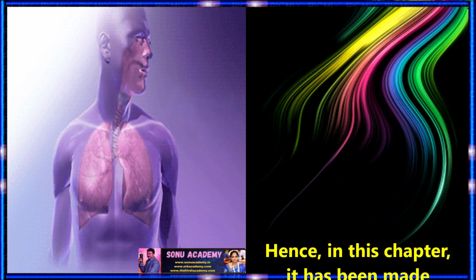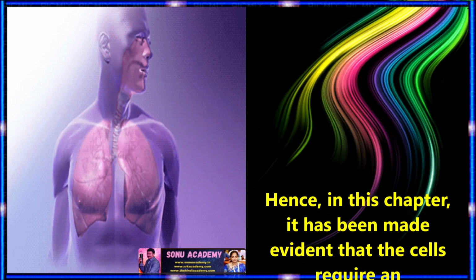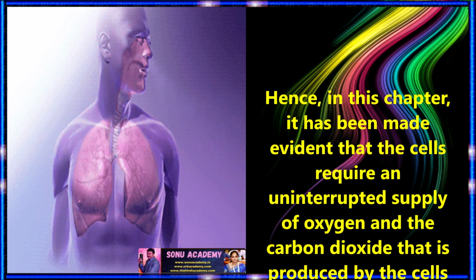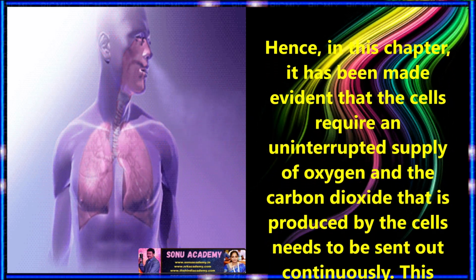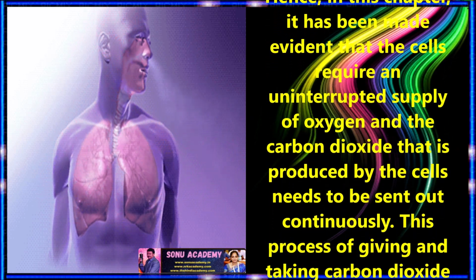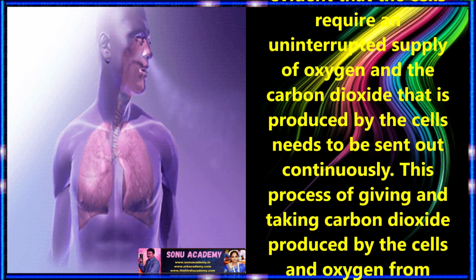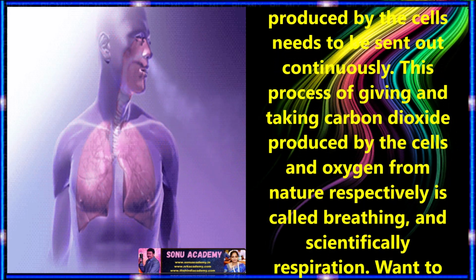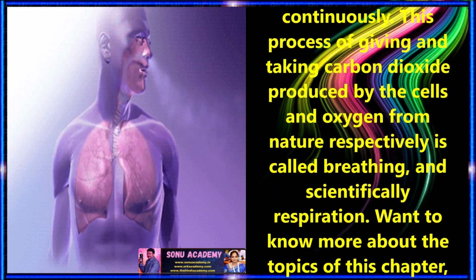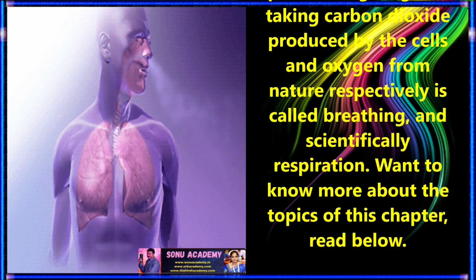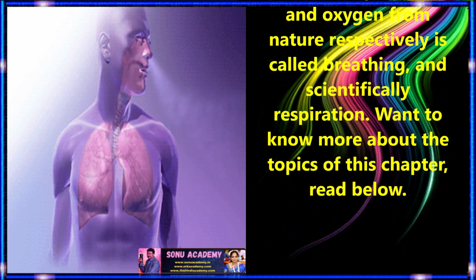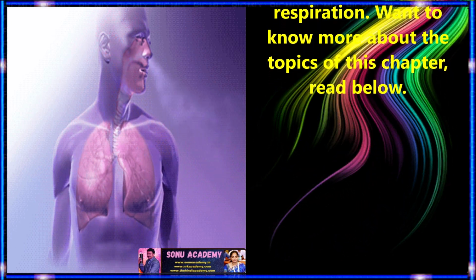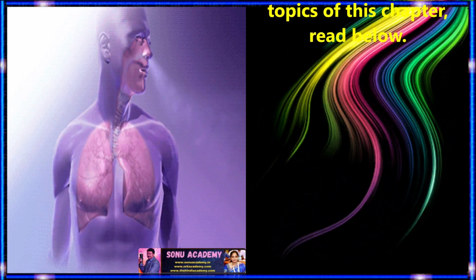Hence, in this chapter, it has been made evident that the cells require an uninterrupted supply of oxygen, and the carbon dioxide that is produced by the cells needs to be sent out continuously. This process of giving out carbon dioxide produced by the cells and taking oxygen from nature is called breathing, and scientifically respiration. Children, let us discuss in detail what is respiration, what are respiratory organs, and what is the exchange of gases.